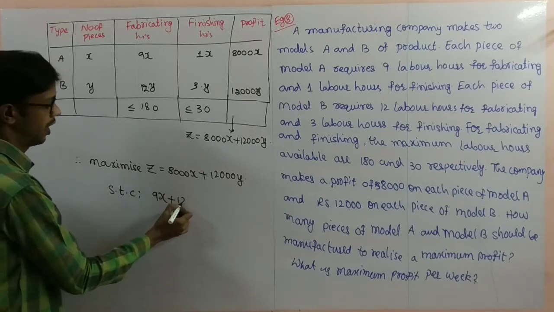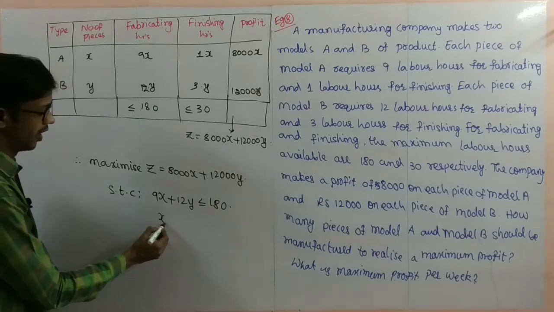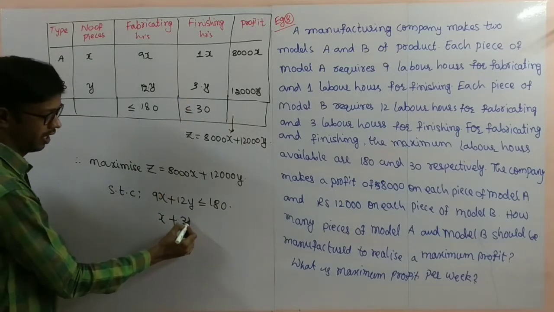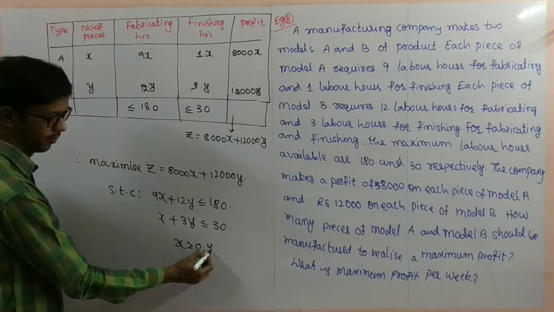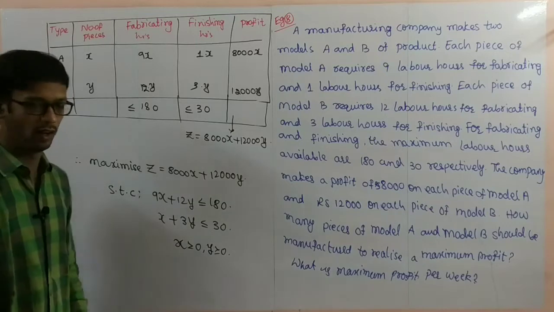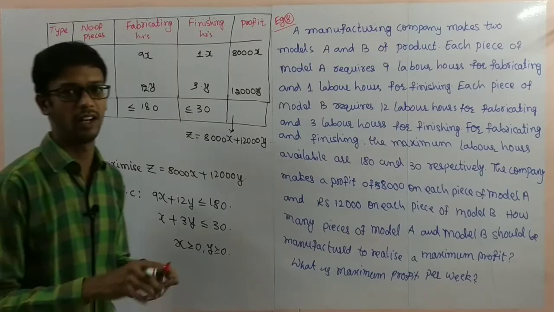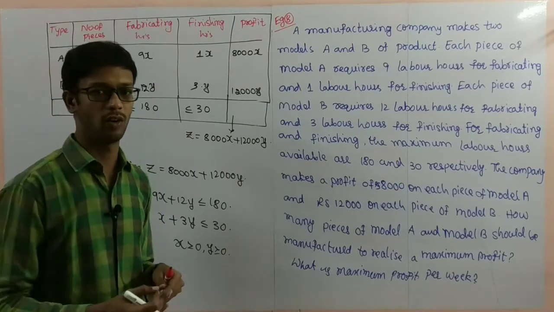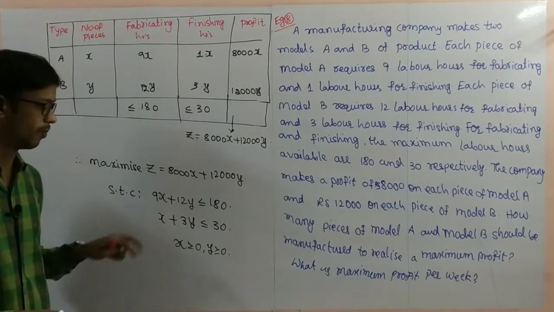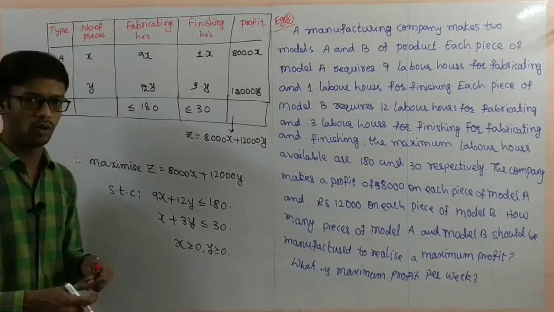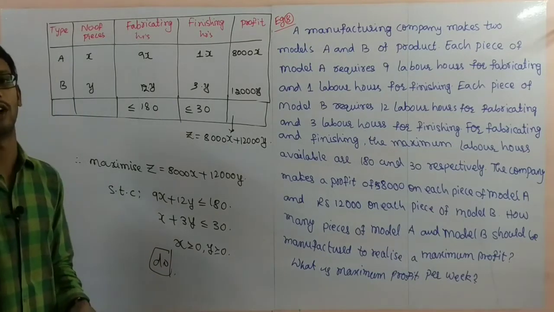The constraints: 9x plus 12y is less than or equal to 180. 1 into x is x, plus 3y is less than or equal to 30. And non-negative constraints: x is greater than or equal to 0, y is greater than or equal to 0. Why? Because pieces must be at least 0; negative pieces are not available. So subject to constraints is also completed. There are 2 constraints, and you can do the graph here. Take the graph as homework and pause the video to note it down.